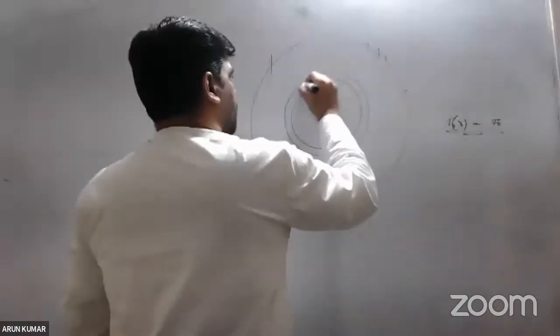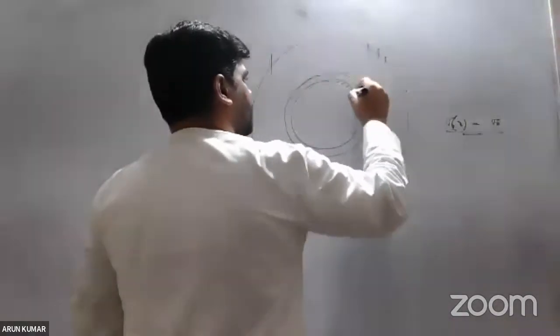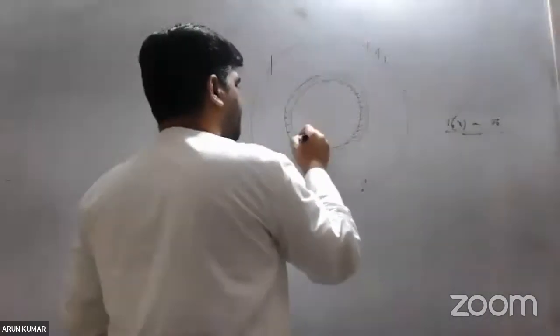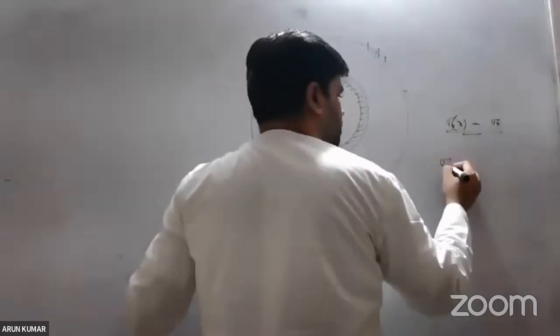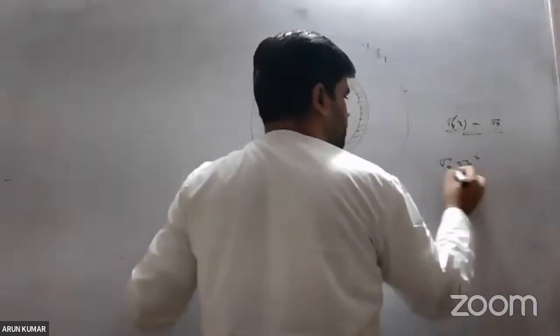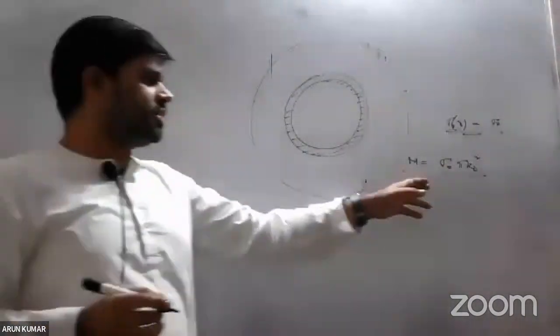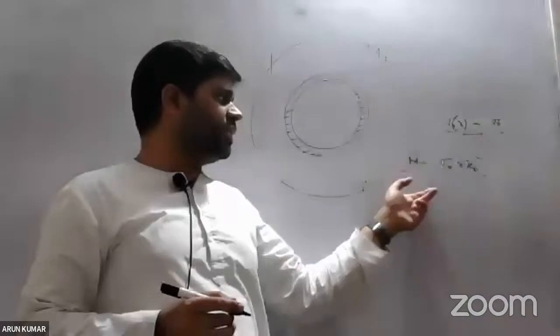What am I supposed to get the answer as? Density into area. Sigma naught into pi r square should be my answer, right? Because it's constant. Whenever it's constant, I can multiply that with the area, and I'll get the total mass.